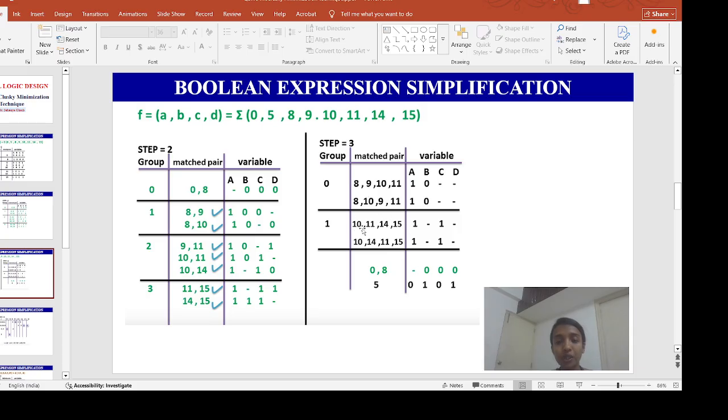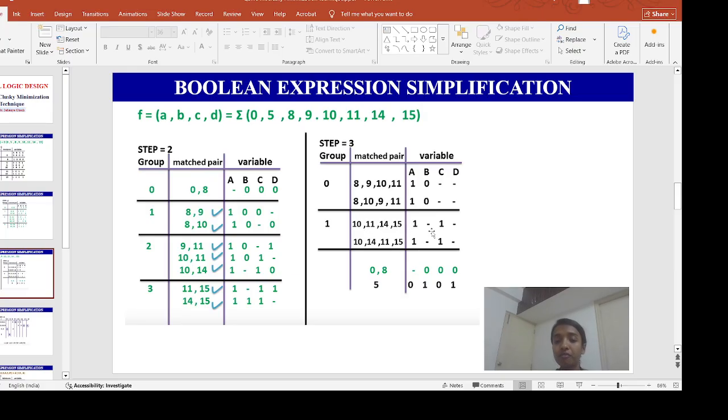That's why we can call it a matched pair. Likewise, we have to group it. And this is of 8, 9, 10, 11. How will we group it? 8, 9, 10, 11. So in the place of A, we will write 1. In the place of B, we will write 0. And for variable C, it is not matching, so we will put an underscore, and D was already an underscore. Likewise, we have to group it.